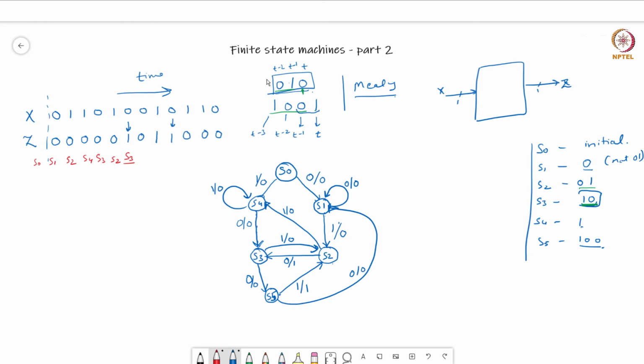Now from the S3 state we have received another 0. So from S3, having received another 0, we are in the S5 state. From S5 state we have received 1. So we are back in the S2 state.